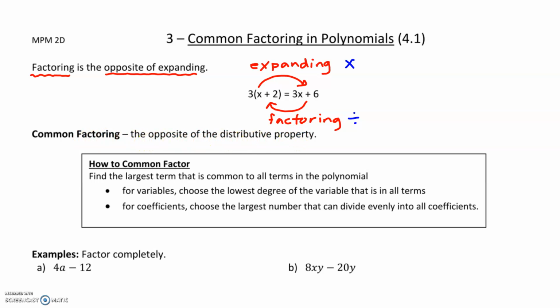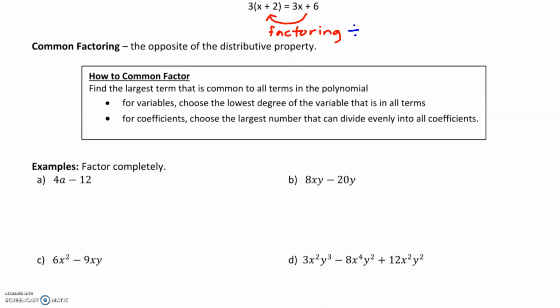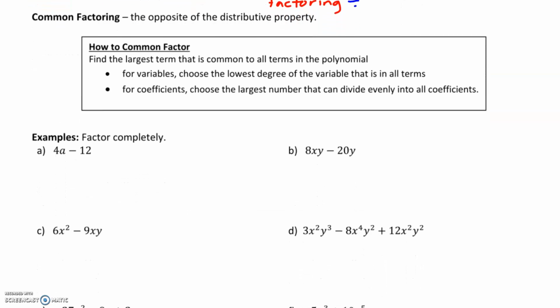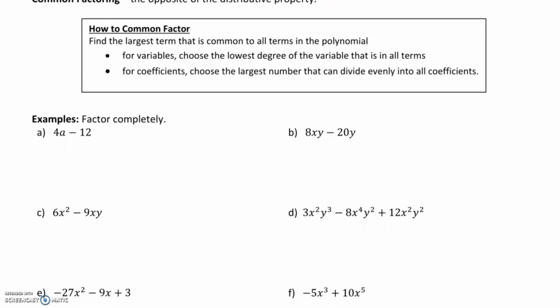And how to common factor, we find the largest term that is common to all the terms in the polynomial. And so the hint is for variables, choose the lowest degree of the variable that is in all the terms. And lowest degree means the lowest exponent. So you're looking for the variable with the lowest exponent. For coefficients, you choose the largest number that can divide evenly into all the coefficients. All right, so let's take a look at what I mean by that.